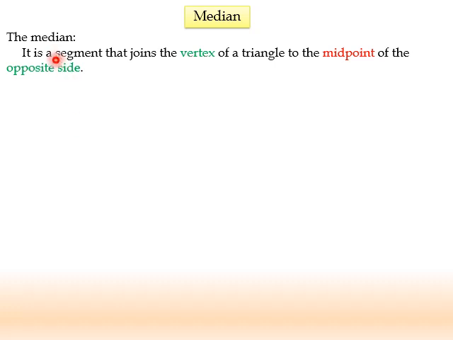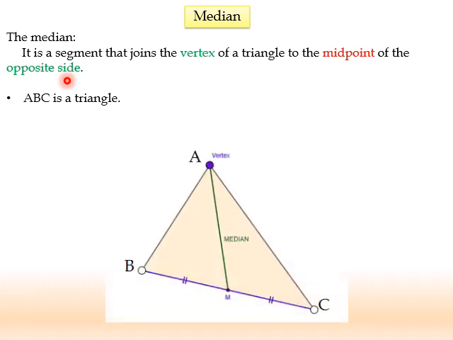What's a median? As we said, it's a segment that joins the vertex of a triangle to the midpoint of the opposite side. The opposite means the side that's facing the angle. Here, for example, ABC is a triangle. If you look well at the figure, it's given that BM equals MC. How did I know that? They put the same sign on BM and MC. This means that BM equals MC, and they are collinear points, so M is the midpoint of BC.